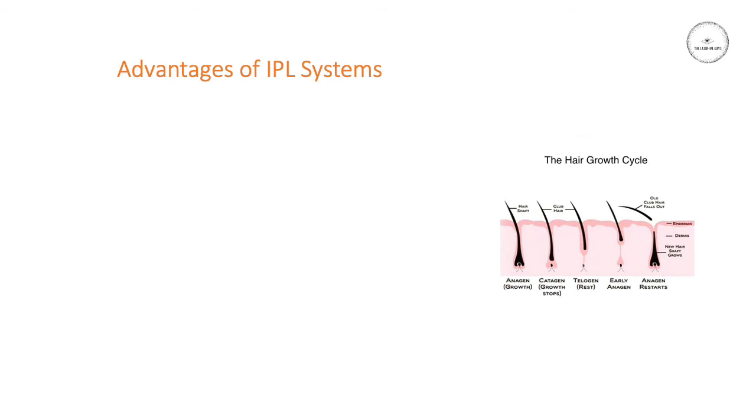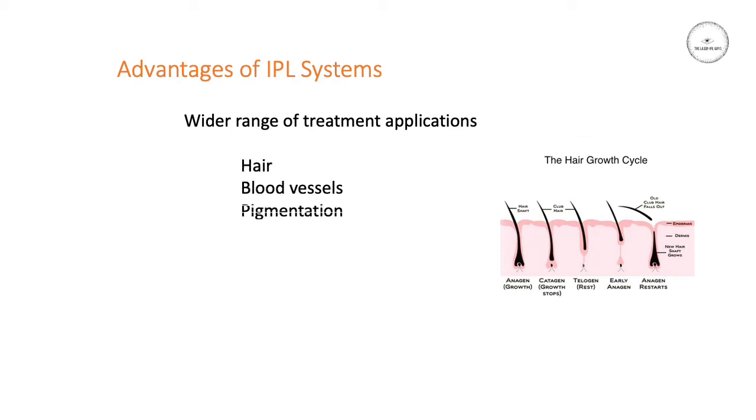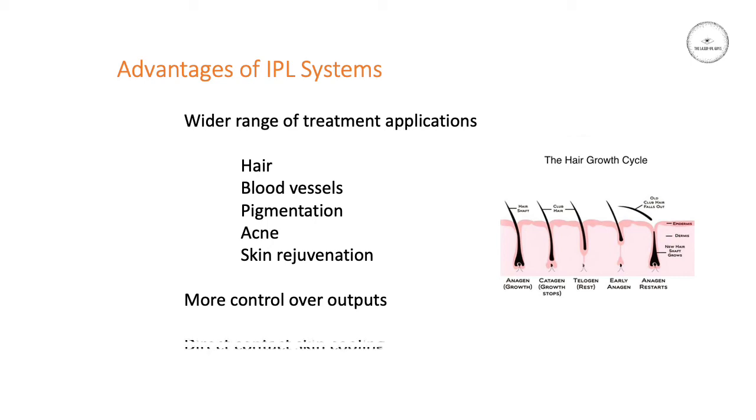So what are the advantages of an IPL system? Well, because of the wide range of available wavelengths, you have a wide range of treatment applications, including hair, blood vessels, benign pigmentation, acne, and skin rejuvenation. You also generally have more control over the outputs, so you can set up a fluence that you require with a corresponding pulse width, which is your cooking time. And generally speaking, most IPL systems will have a decent contact skin cooling designed so that you can protect the epidermis and the upper dermis at the same time.